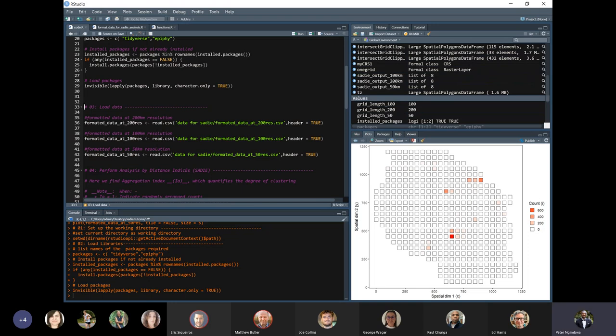So this one was for the 50 kilometer. It means that all the points within that grid cell will be summed. For example, if there are 10 points, we consider those 10 points, and that grid cell will be considered as one sample unit. So I have formatted my data for 200 kilometer, 400 kilometer, and 50 kilometer.